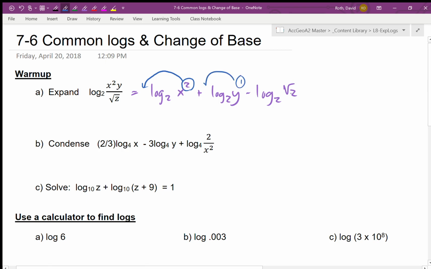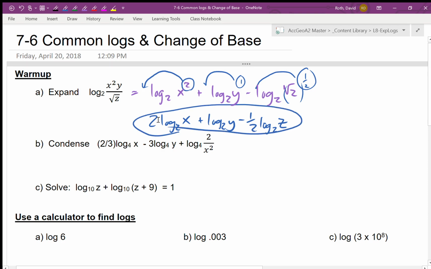And then this square root of z is the same as z to the 1/2 power, so I could bring that down, and then I would have 2 log base 2 of x plus log base 2 of y minus 1/2 log base 2 of z. Now, what is log base 2 of 2? Log base 2, wait, no, that's a z, sorry. Looks kind of like a 2. I gotta put a crossbar in that z because it fooled me. Okay, well, that's it.